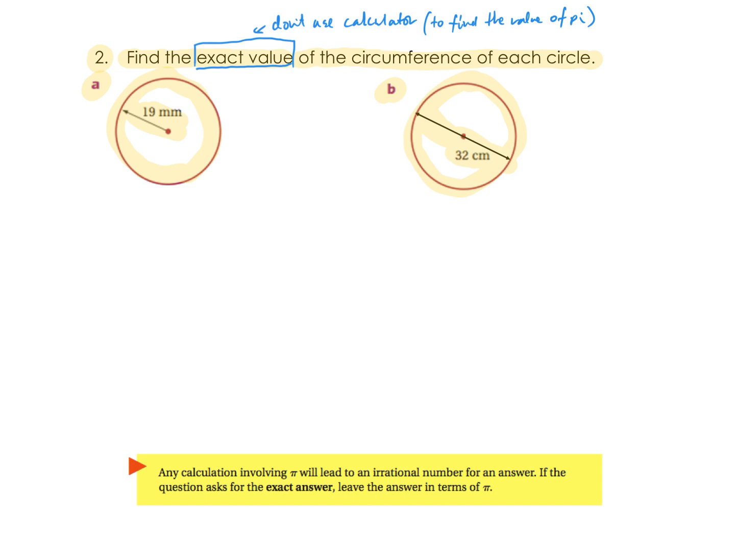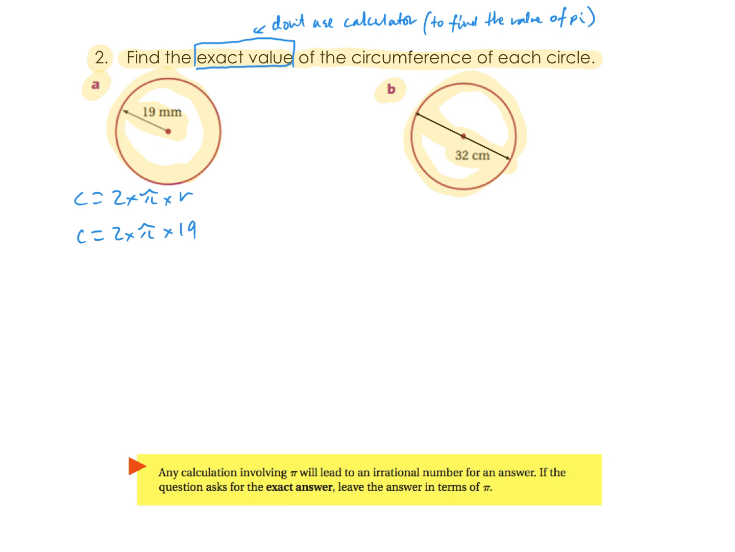First one, is it a radius or a diameter? It is a radius. Twinkle, twinkle, little star. Circumference equals 2 pi r. So far the question is the same. 2 times pi times 19.